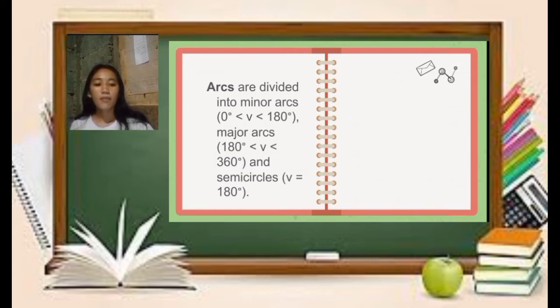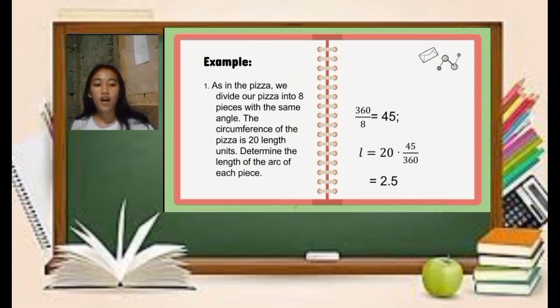Next, example. So as in the pizza, we divide our pizza into 8 pieces with the same angle. The circumference of the pizza is 20 length units. Determine the length of the arc of each piece. So, using the formula, length equals C times theta over 360.